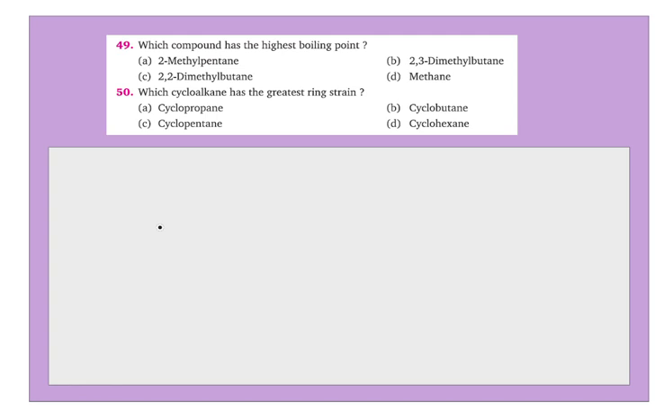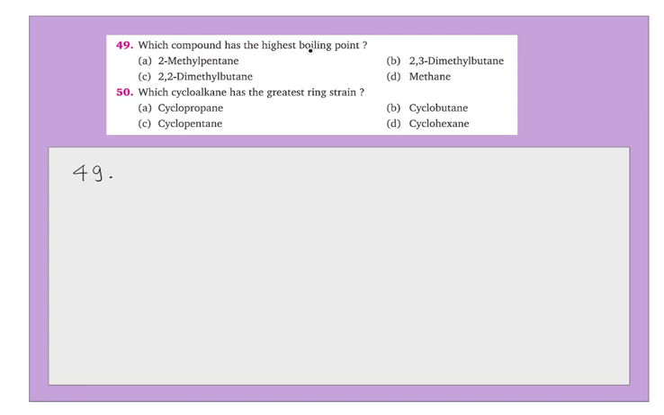In this video I am going to explain some of the physical properties of alkane molecules. I have taken these two questions from a reference book for NEET students by Balaji Publications. Let's get started with question number 49.